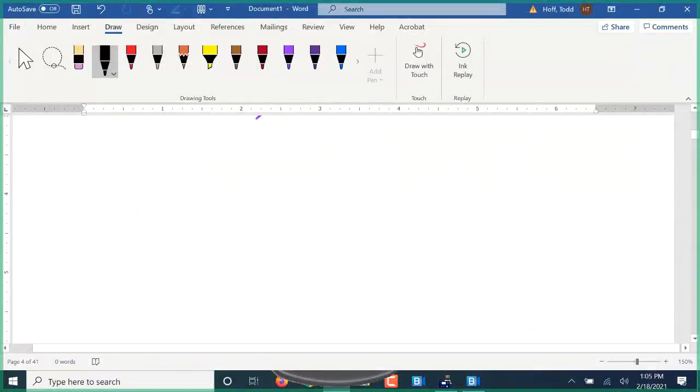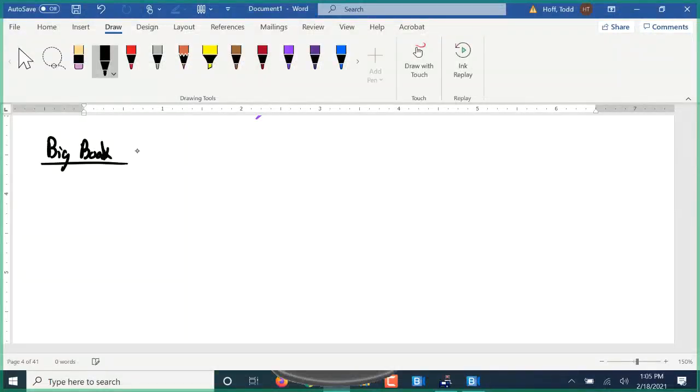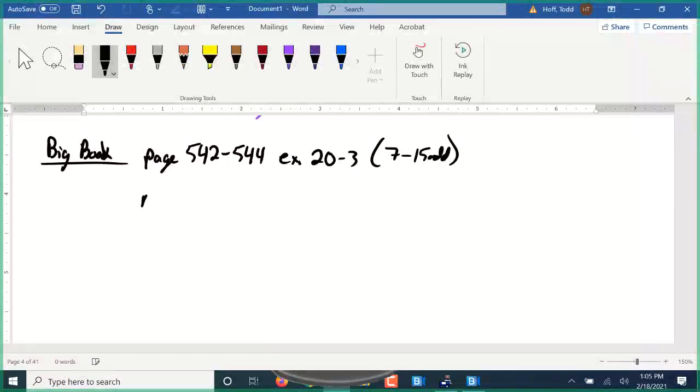Okay, I feel like I've been talking fast and crammed a lot of information into 35 minutes here. Let's give you some homework. So this is all out of the big book. Page 542 through 544, Exercise 20-3, 7 through 15, the odds. Page 545, just page 545, I guess. Exercise 20-4, 1 through 23, the odds.